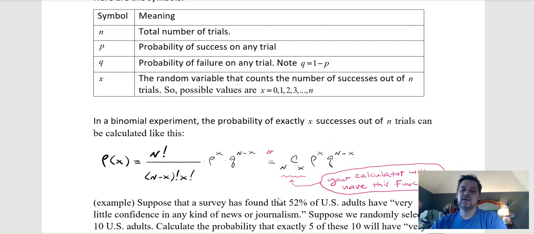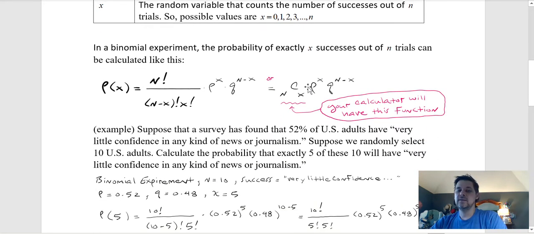Okay. Another thing I could do is this, which will get you exactly the same number. This is called n choose x. It's also called a combination. It's another function that your calculator would have.